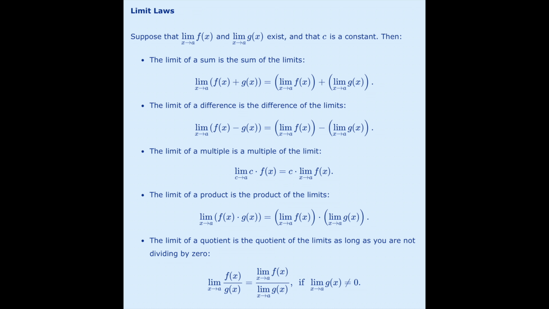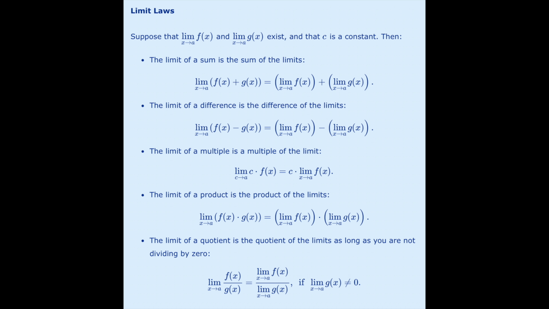Same thing for the difference. When we're subtracting, the limit of a difference is the difference of the limits. For multiplying, the limit of a multiple is a multiple of the limit. So if there's a constant being multiplied, you would just multiply that constant out. The limit of a product is the product of the limits. So if you have the limit as x approaches a of f of x times g of x, it would just be the limit as x approaches a of f of x times the limit as x approaches a of g of x. And last but not least, the limit of a quotient is the quotient of the limits as long as you are not dividing by 0.